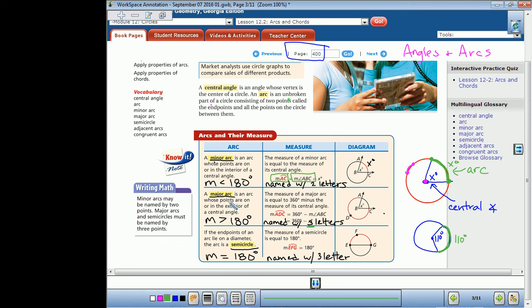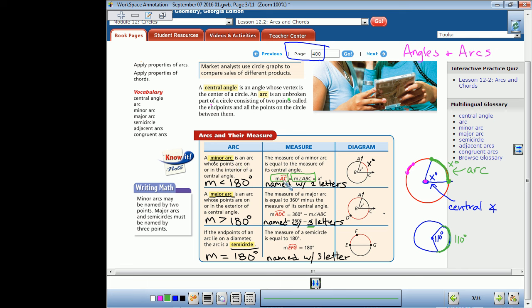Now we have 3 different classifications for our arcs. We have minor arcs, major arcs, and then a special arc called a semicircle. You guys already know about a semicircle. How many degrees is a semicircle? 180. So a semicircle is exactly 180 degrees. If it's less than 180, we call it a minor arc. So if the measure of the arc is less than 180 degrees, it's considered a minor arc.